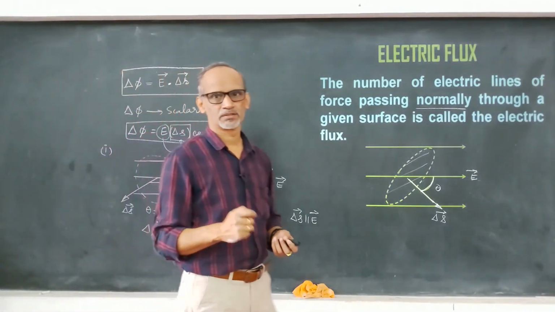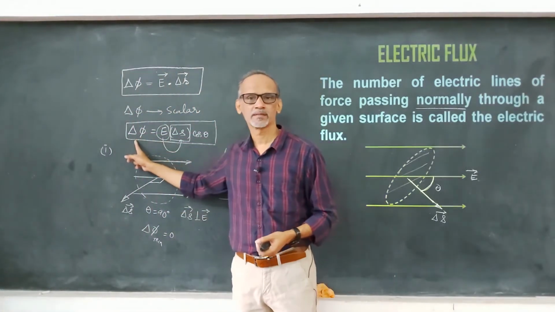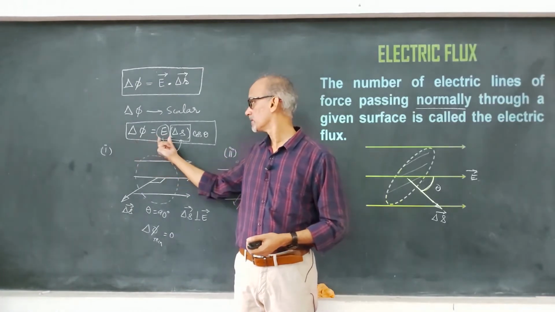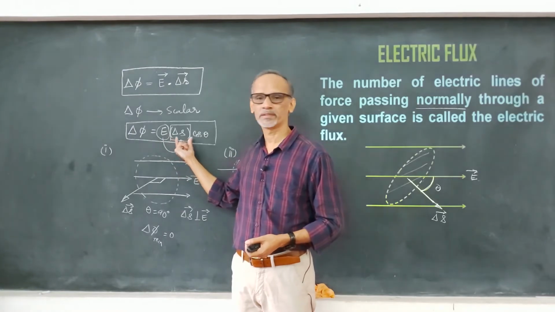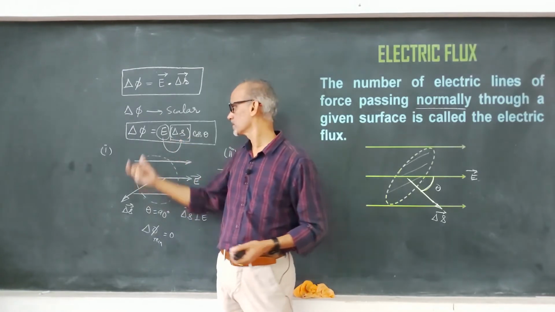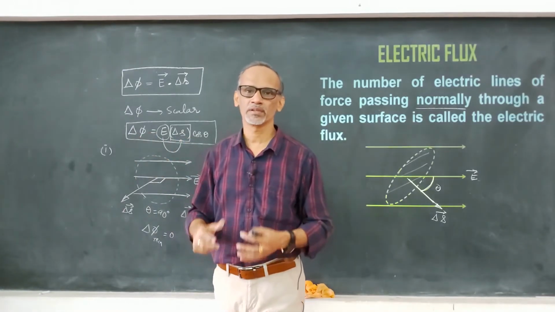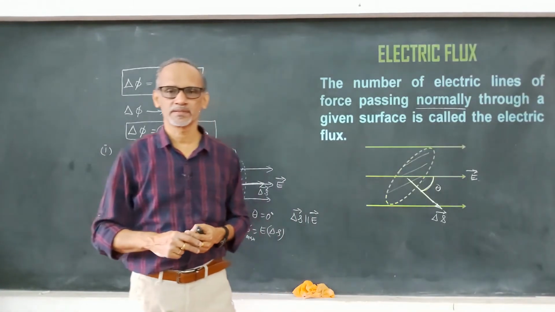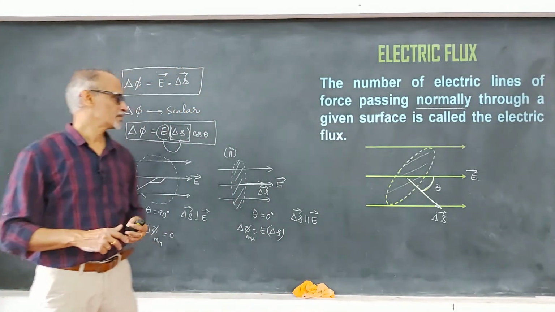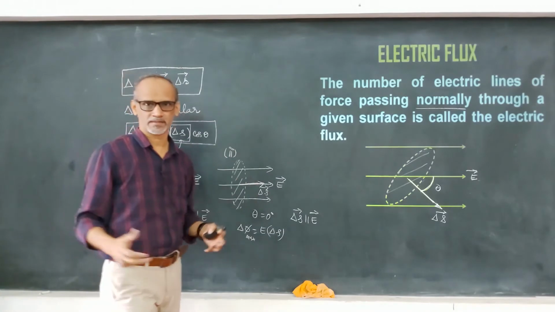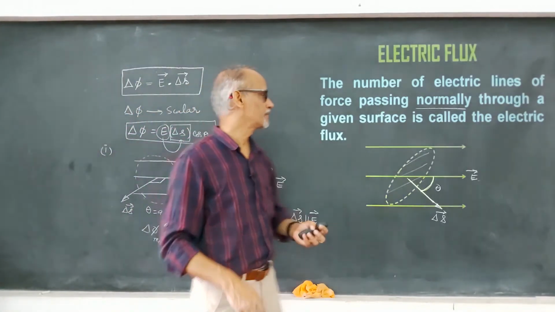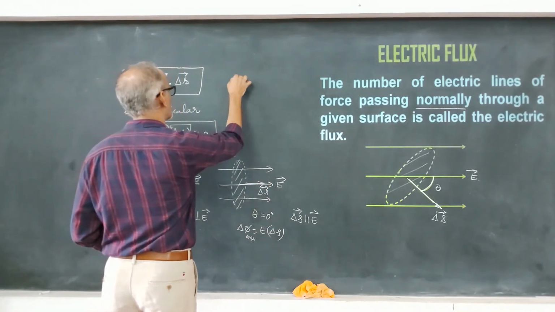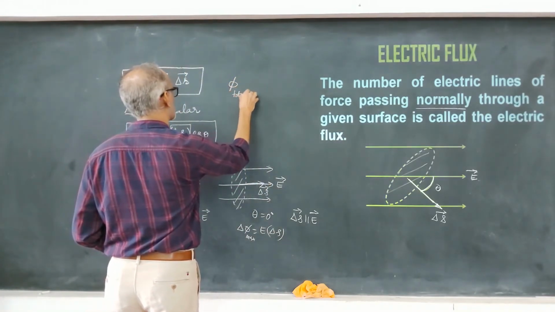So, that is the conditions. While measuring the flux, make sure that the value of the electric field is the same at each and every point on that surface. Only then will we be able to measure the flux through a given surface. Suppose we have a large surface where the electric field is the same at each and every point, then how do we measure the total electric flux?